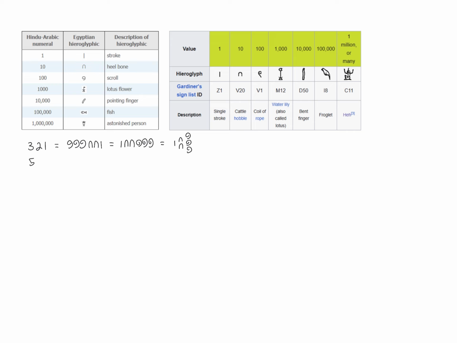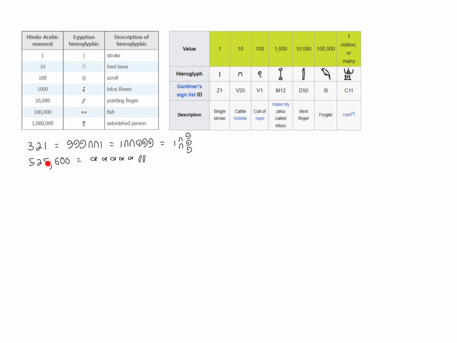Let's look at 525,600, for example. If we look at the 100,000s, there's 5 of them. So that's going to be 5 fish. 1, 2, 3, 4, 5. My fish are not the most beautiful fish that have ever been drawn in the world, but I think if you're looking at these different symbols, you can tell that I'm going for fish. So that's 500,000. And then we've got 2 10,000s. So that's going to be 2 pointing fingers, like that.